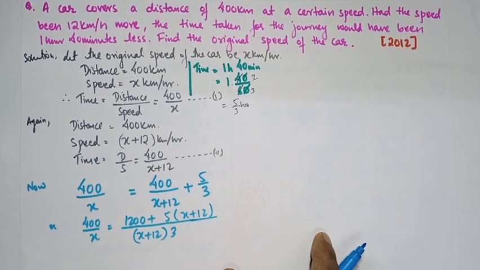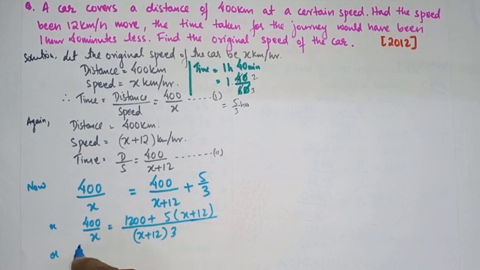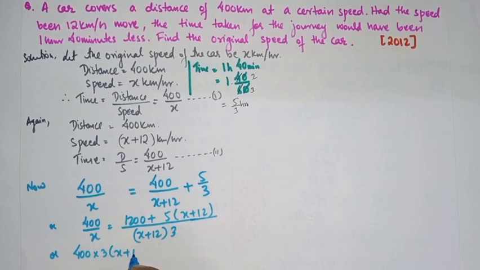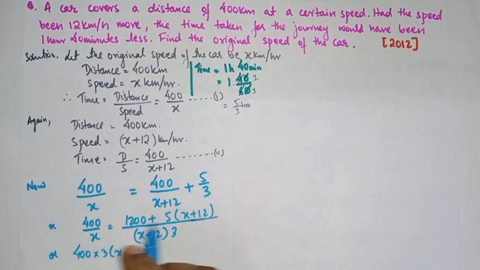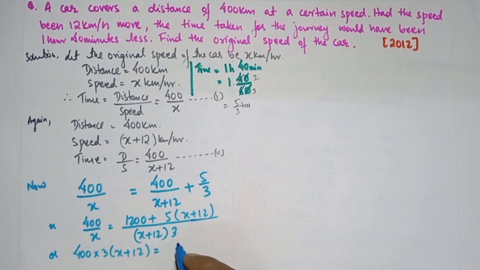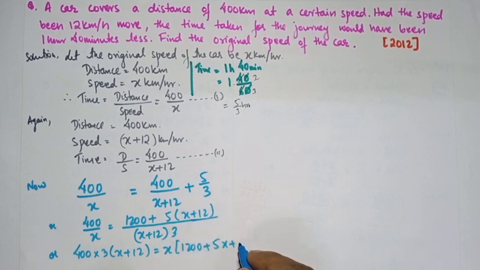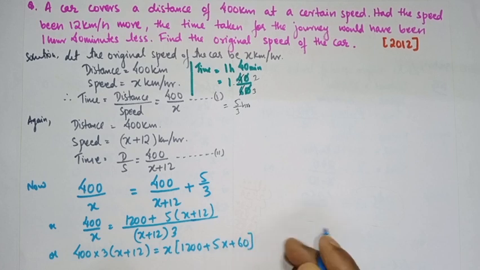Now what will I do? Now again I have to cross multiply. This will come to this side, so it will be 400 into 3 into x plus 12. Now x will go to that side, so equals x. What do we have on this side? I have 1200 plus 5 into x, 5x plus 5 12s are 60.